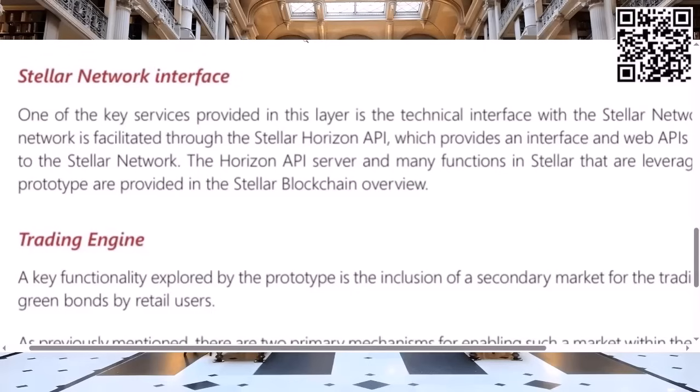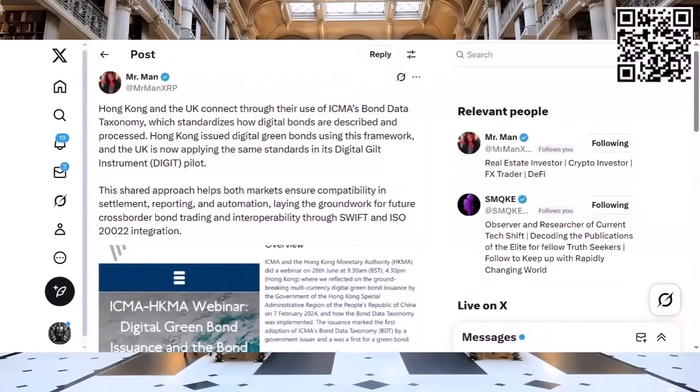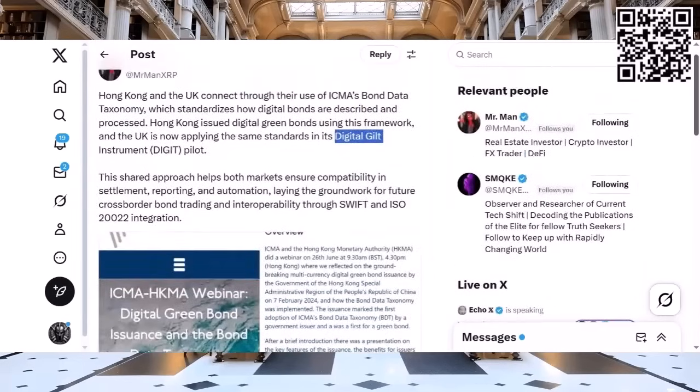And the other thing we're going to get into is this other key finding. And of course, shout out to Mr. Mann. He points out that Hong Kong and the United Kingdom connect through their uses of ICMA's bond data taxonomy, which standardizes how digital bonds are described and processed. Hong Kong issued digital green bonds using this framework, and the UK is now applying the same standards in its digital gilt. I pointed out the same thing a while back in regards to the Quant Network connection.